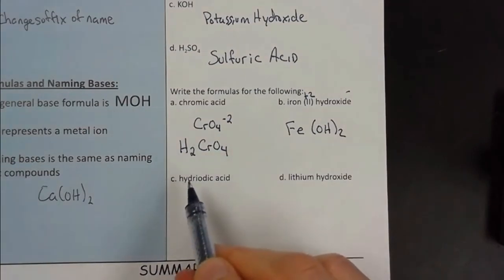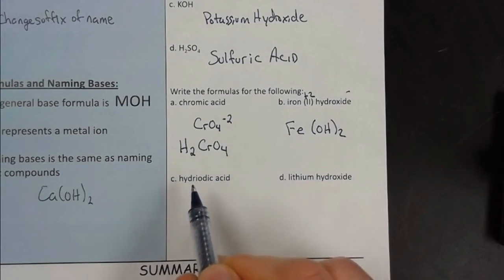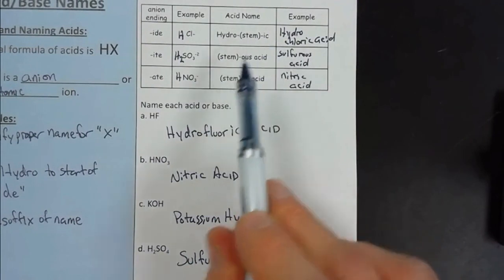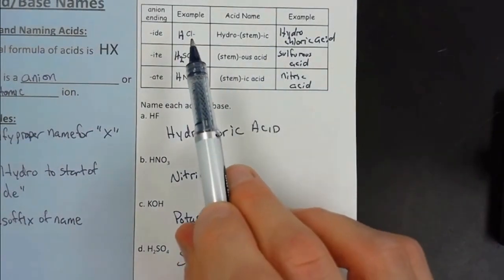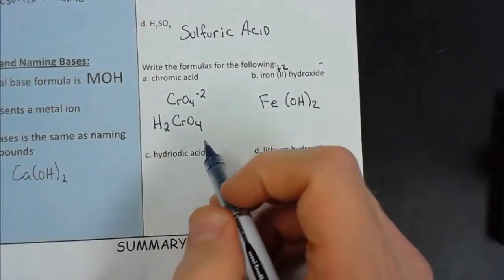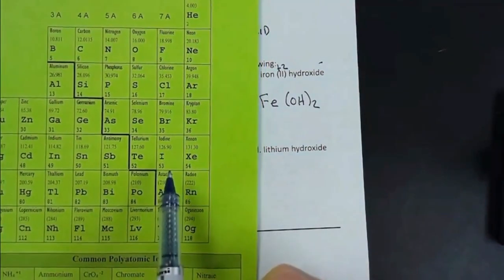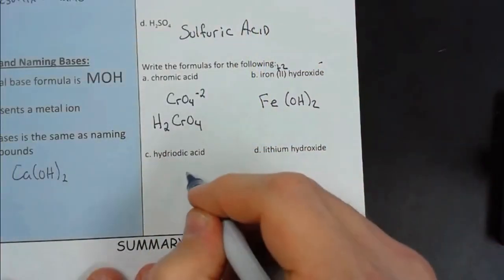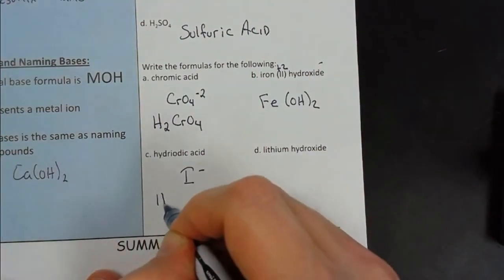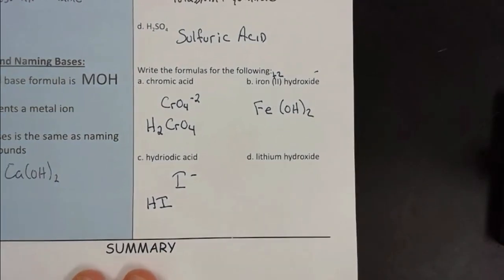And then here we've got hydroiodic acid. Because we have that prefix hydro ending in ic, that means that that nonmetal root is by itself. There isn't a polyatomic involved. So iodine, being a halogen in group 7, means that as an ion, it's going to be a -1 charge. So we're going to have 1 positive hydrogen to bond to that 1 negative iodine.